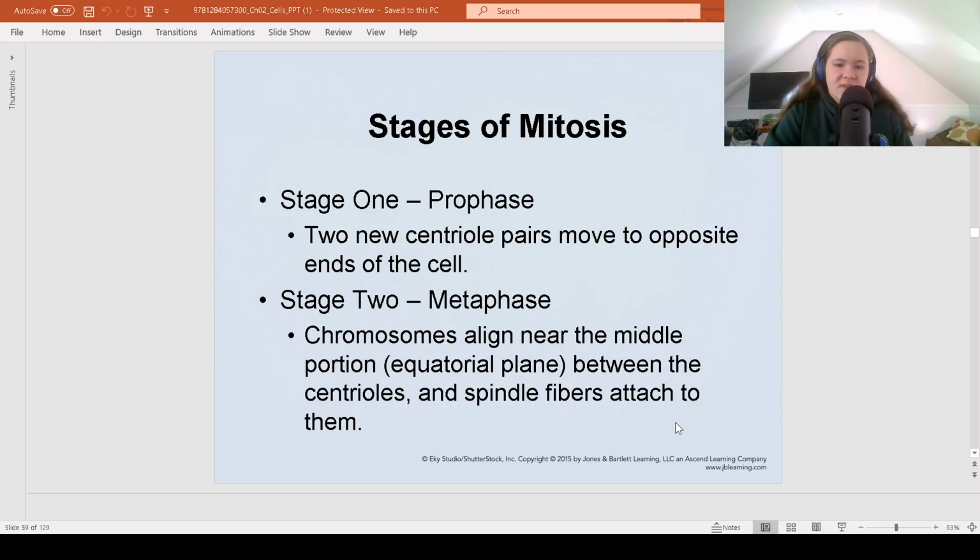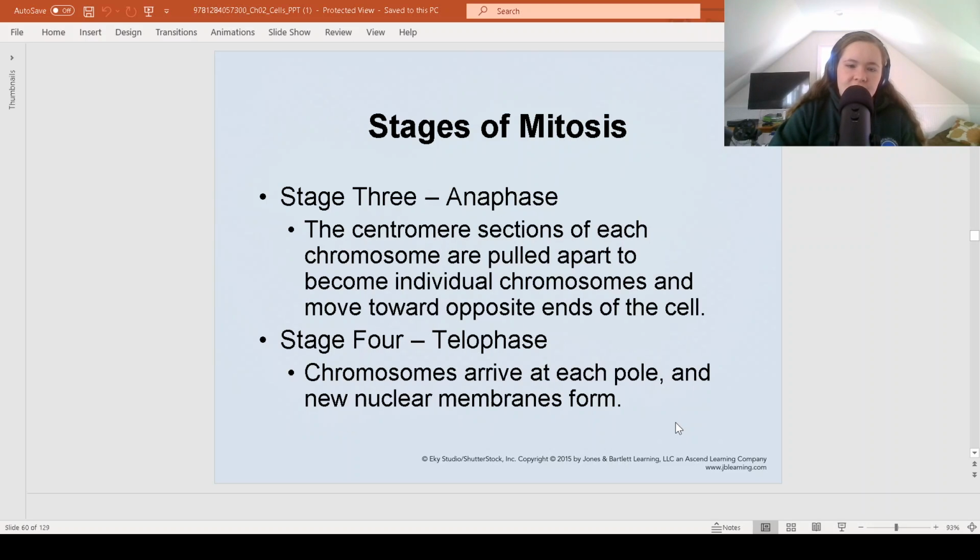Stages of mitosis. Stage 1, the prophase. This contains the new central pairs that move to opposite ends of the cell. Stage 2 is metaphase. Chromosomes align near the middle portion, the equatorial plane, between the centrioles, with spindle fibers attached to them. Stage 3, anaphase. Centromeres of the chromosomes are pulled apart to become individual chromosomes and move towards the opposite end of the cell. Stage 4 is telophase. Chromosomes arrive at each pole, and new nuclear membranes form.